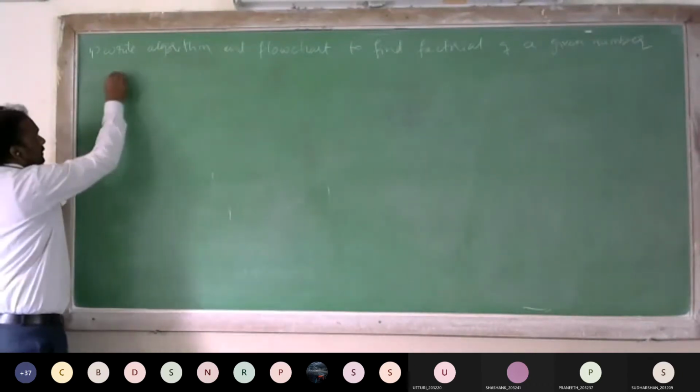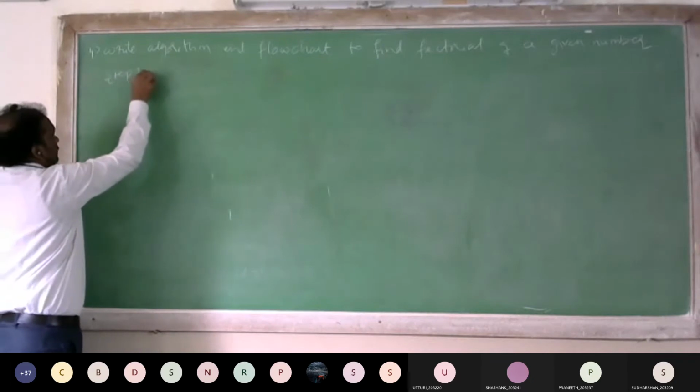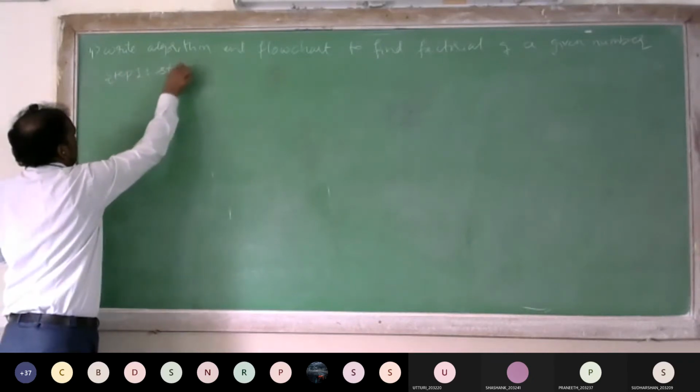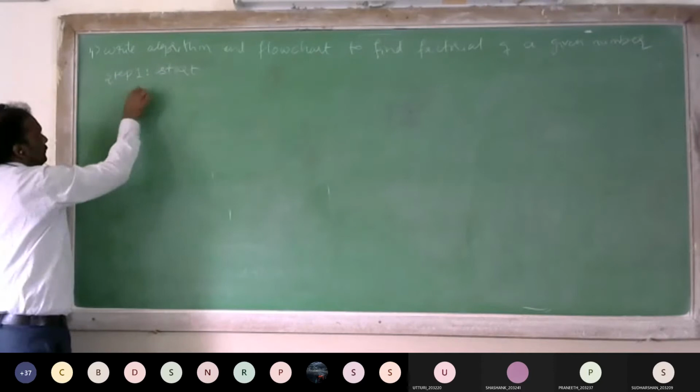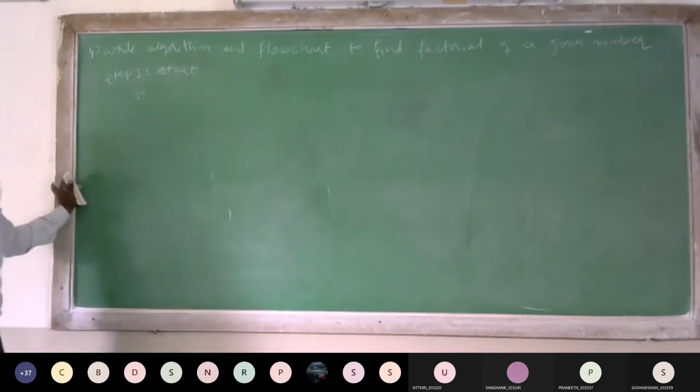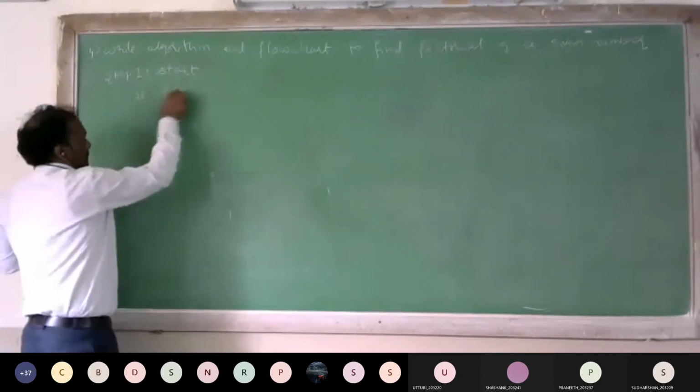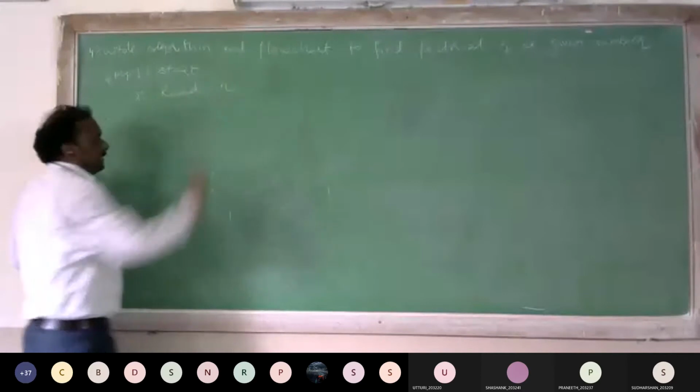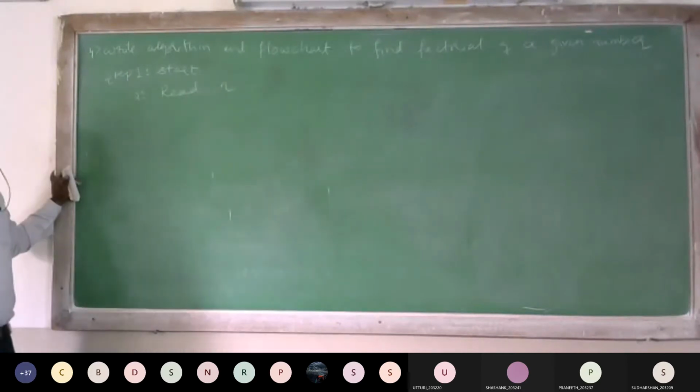So what is step 1? Step 1 is start. What is step 2? First understand the question properly. We need to find the factorial of a given number n. Which is the given number? That we need to input. Read any number, say it as n.